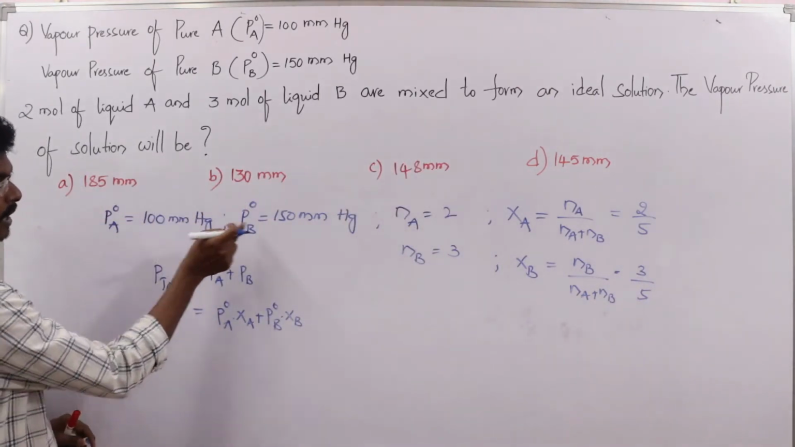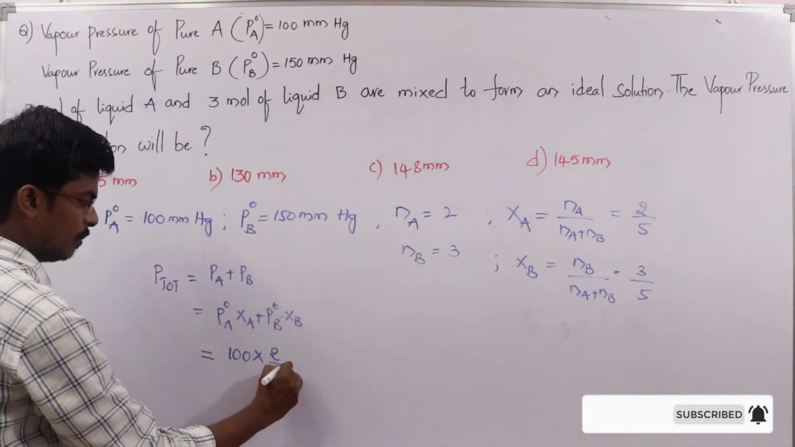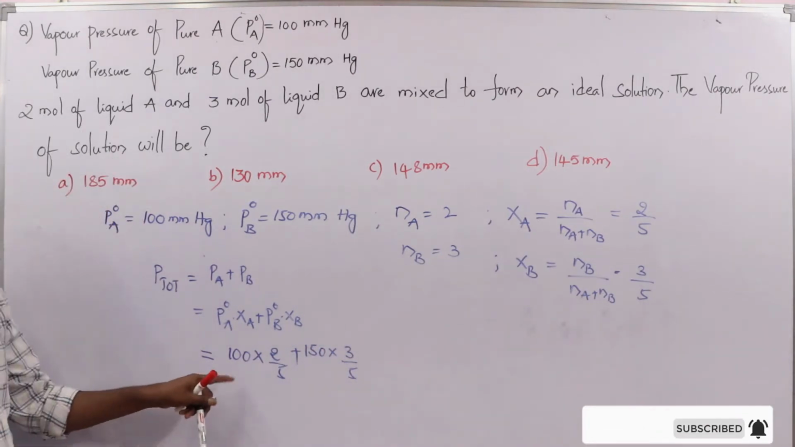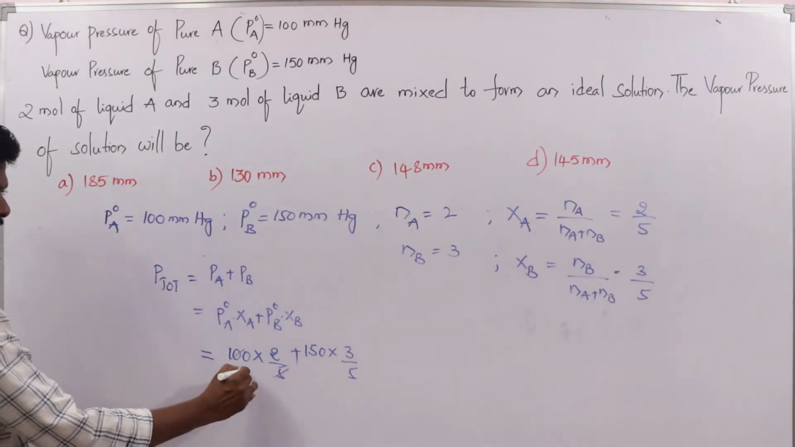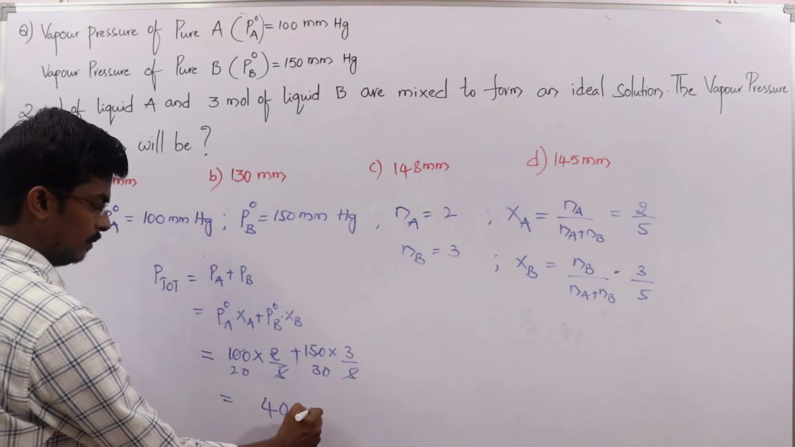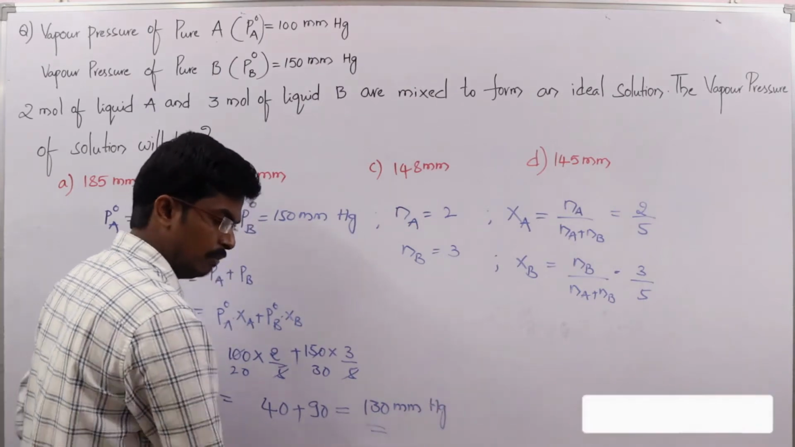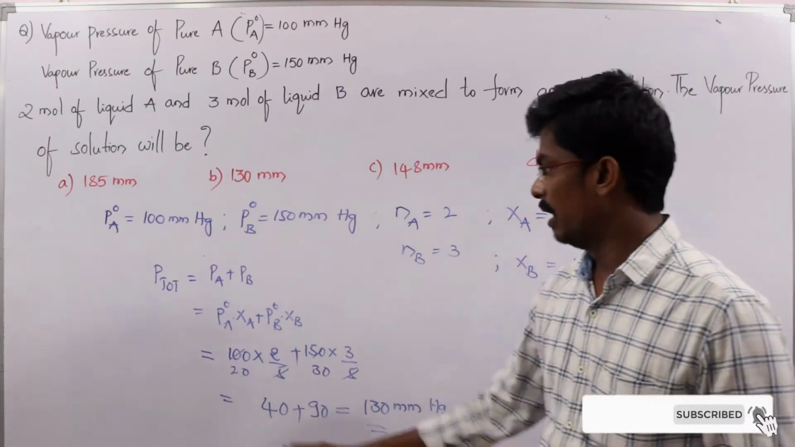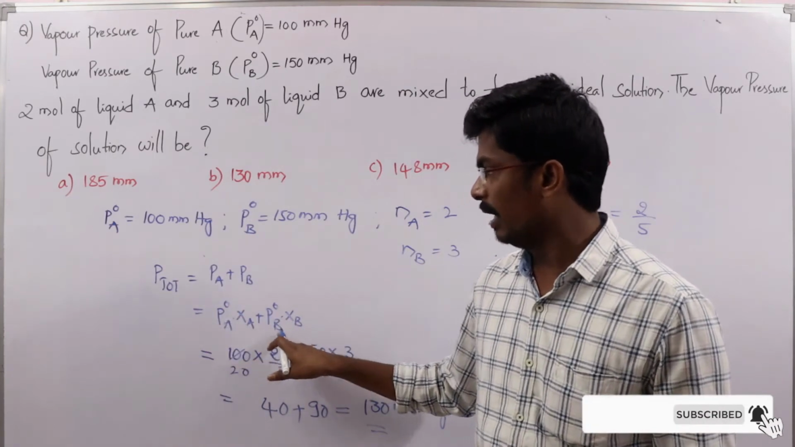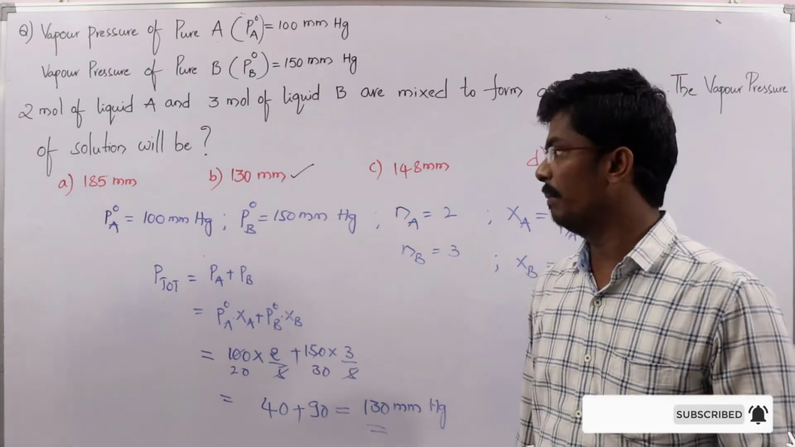Already you know P naught A and P naught B. So P naught A is 100 into XA, where XA is equal to 2 by 5, plus P naught B, 150 into 3 by 5. Doing the simple calculation, you will get 40 plus 90, so the total is 130 mmHg. So just simple, this is based on Raoult's law. According to Raoult's law, P total is equal to Pa plus Pb, otherwise P naught A XA plus P naught B XB. Which option is correct? The second one is correct. Total vapor pressure is 130 mmHg.